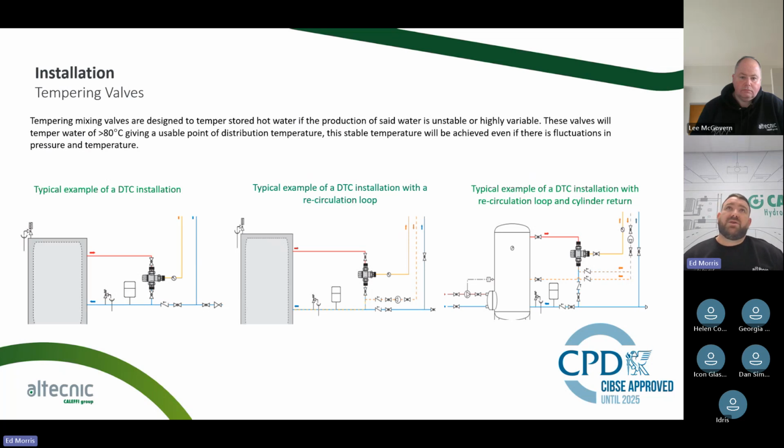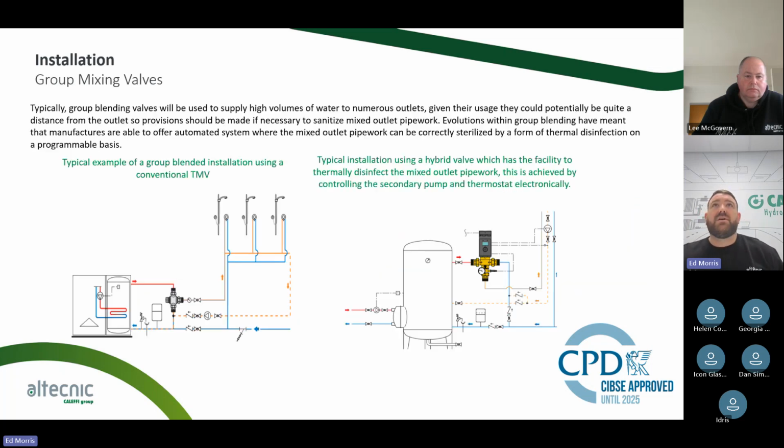So we looked at the 3 different types. We looked at a DTC, or direct temperature control, or tempering valve, generally installed on a hot water cylinder. So you take the hot water out, the cold water, and you send out a mixed temperature. It can be used with a recirculation loop, and you can use it on a recirculation and cylinder return. So you've got the options there. When it comes to direct temperature control or tempering valves, you've got different options for install, but we are generally taking temperatures of 80 degrees and above and reducing those down for circulation.